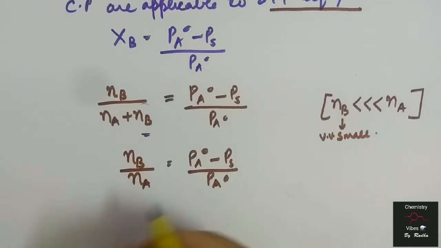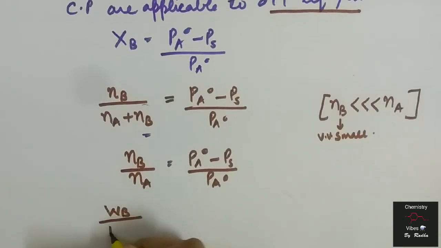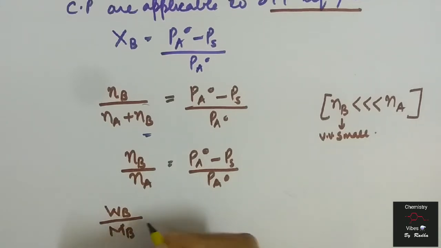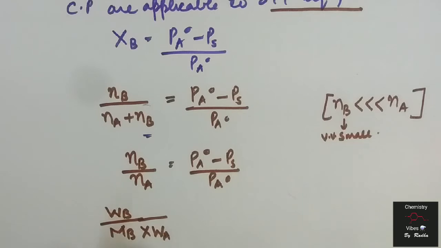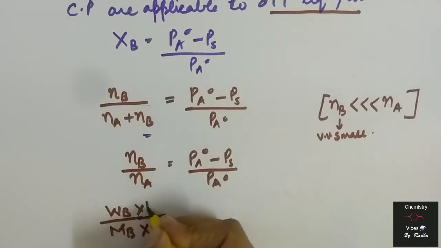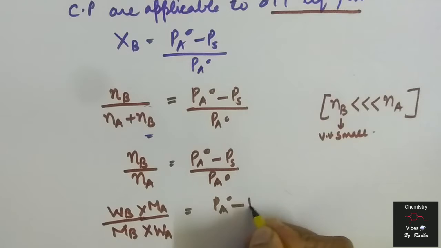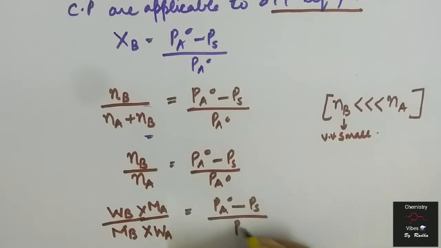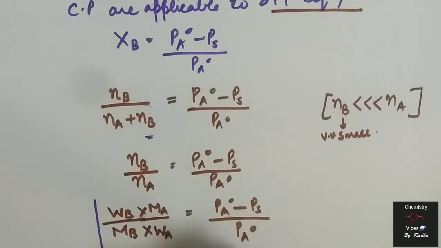Right. Now substitute the value of Nb. Nb is Wb upon Mb. Yes or no? And what is Na? Wa upon Ma. Very simple. Is equal to Pa naught minus Ps upon Pa naught. Right hand side is same. Did you get this?